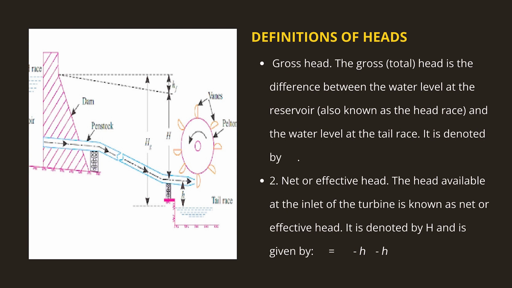Net head or effective head. The head available at the inlet of the turbine is known as net or effective head. It is denoted by capital H and it is given by H equal to Hg, that is total head, minus head loss due to friction, minus head loss due to other factors. So, you can clearly see the difference between the effective head or net head and the total head. The effective head will always be less than the total head, because total head does not include any kind of frictional losses or other losses.